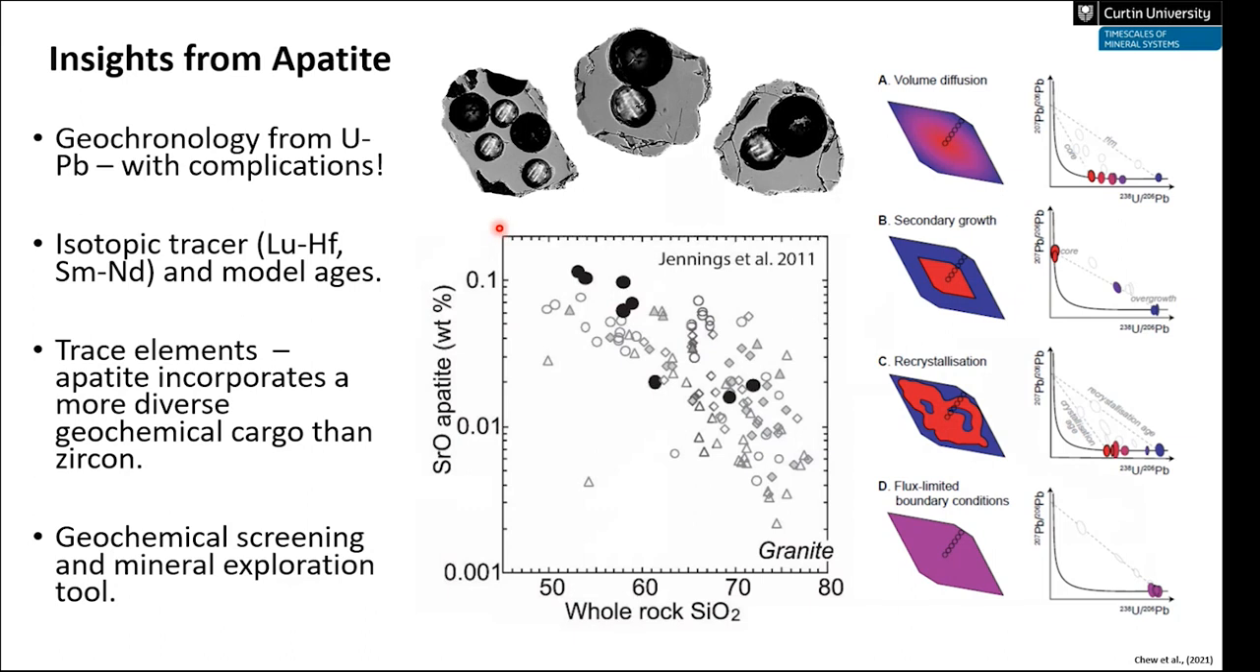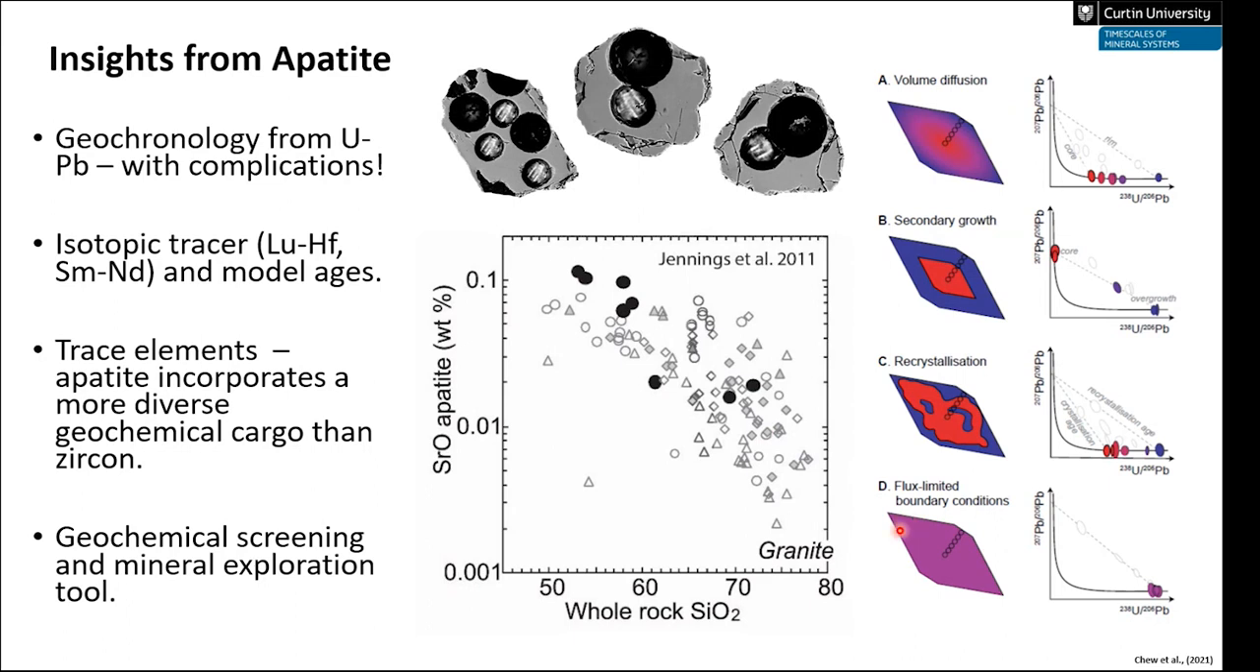So what kind of insights can we get from apatite to help us build our models? Well, we can get an age using uranium-lead, but perhaps with some complications. We can also get isotopic tracers from the lutetium-hafnium and samarium-neodymium systems. We can also use the more diverse cargo contained within apatite, compared to zircon, of trace element geochemistry to discern source rock geochemistry, as was done here, where increasing strontium percentages within detrital apatite allowed the source rock to be broadly constrained in terms of its nature, in terms of how felsic it was.